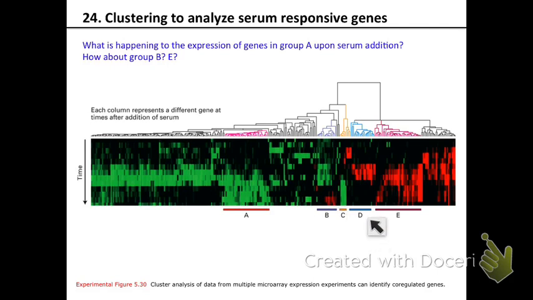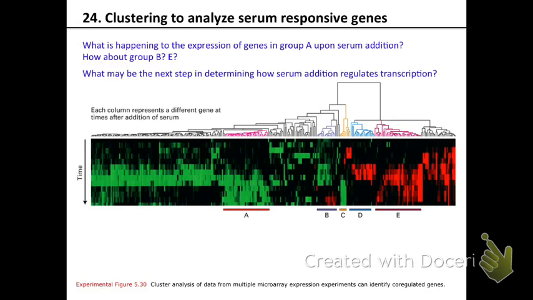What about group D? They go up, and then after a while, it goes down, right? So this is a transient response to serum addition. What about E? It goes up, and it tends to stay up, for example, compared to group D, right? So you have groups of genes that are responding in different ways. So that's a result that you would get from microarray.